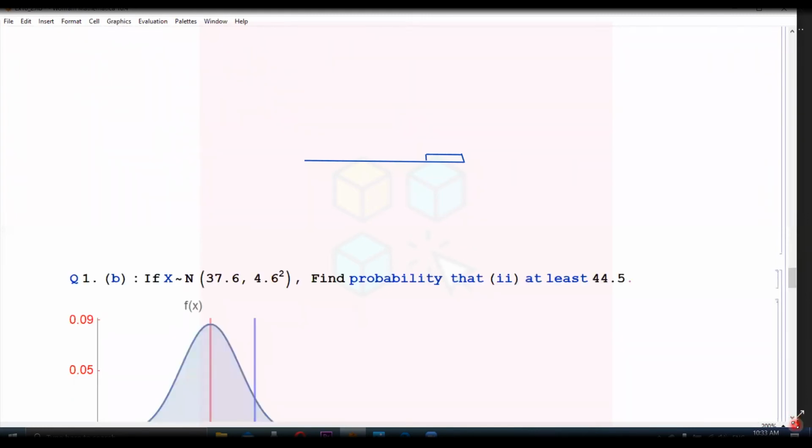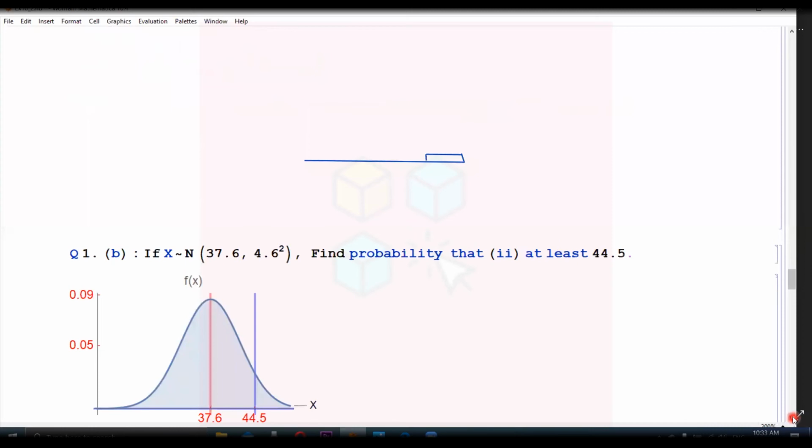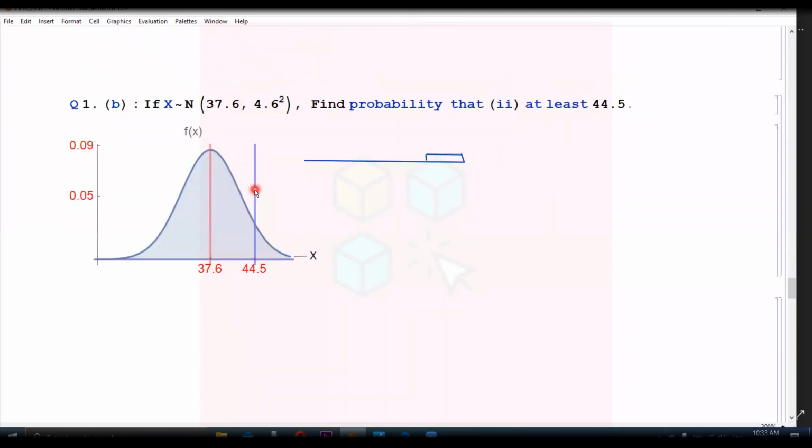So come to the next part of this question, 1b, find the probability. Second part is at least 44.5. This is the distribution. F of x is in the center, the mean 37.6, and at least 44.5. So 44.5 is more than 37.6, so it lies on the right side of the figure. So we place this line here, which shows that 44.5 is here, and at least 44.5 means minimum 44.5 and maximum it goes up to plus infinity. We will shade the right tail above this point.